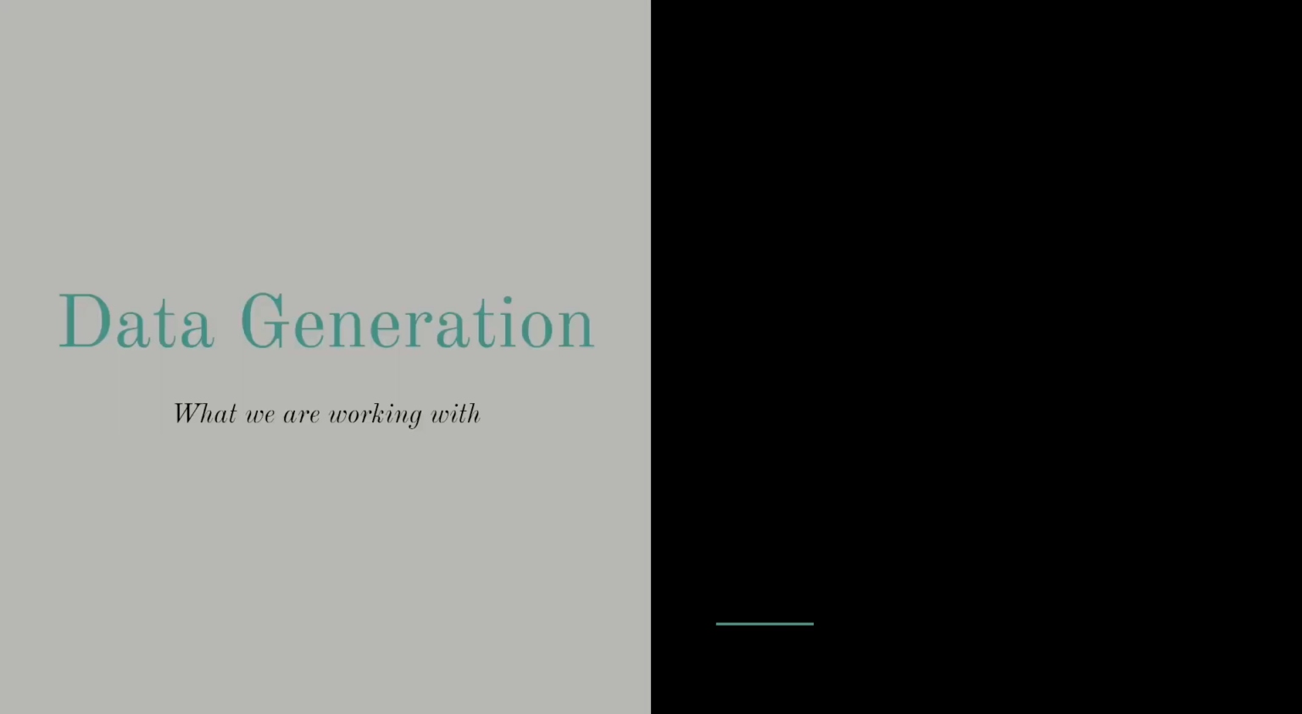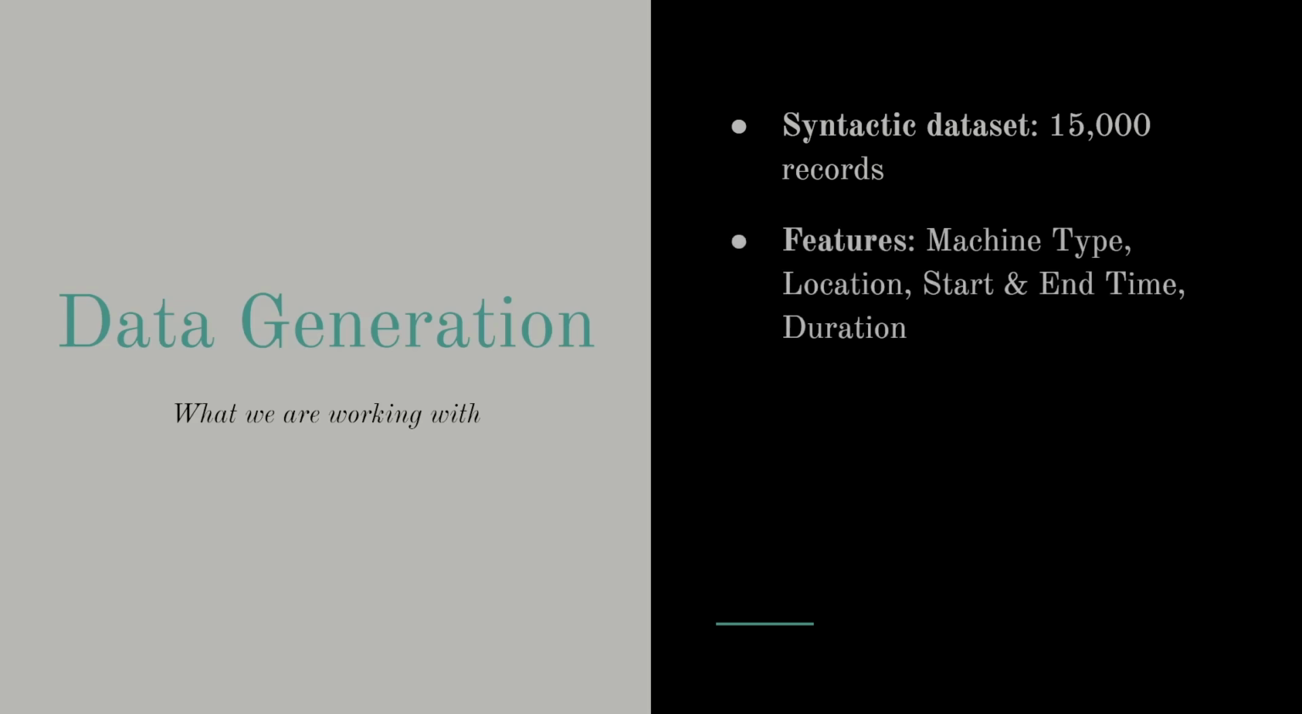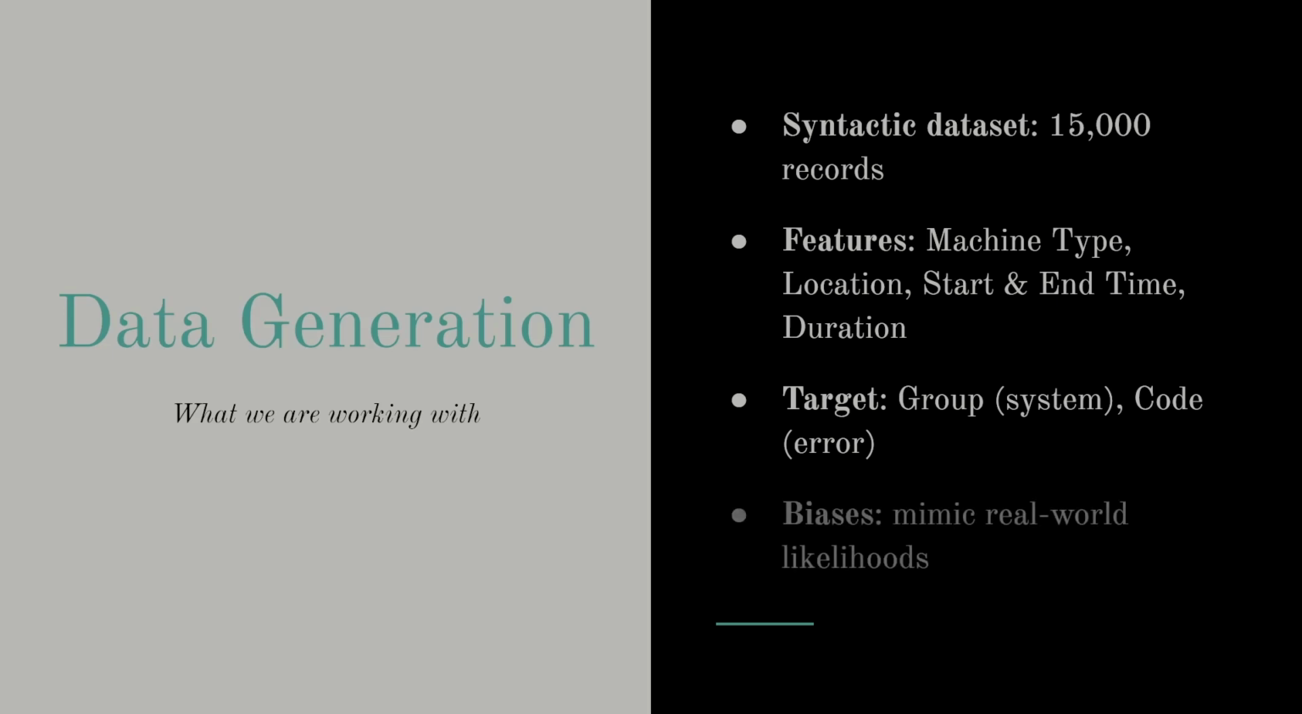So for our data set, since we did not have real world data, we basically had to synthetically generate records to train our model, and we decided to generate 15,000 records. Some of the features for those records are the machine type, location, start and end time, and the duration of that downtime. And the target group for that is the group, which is the system, and the code, which is the error.